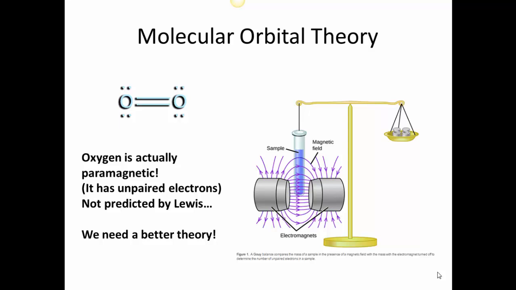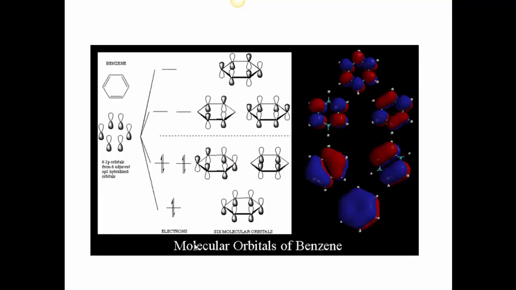The focus of this lecture is molecular orbital theory. So previously we talked about how oxygen is both paramagnetic and has a double bond, and how there's no way to predict this using Lewis dot structures. And there's a figure in your book talking about molecular orbital theory that illustrates the same issue. And so we need a better theory. So what we need is molecular orbital theory.